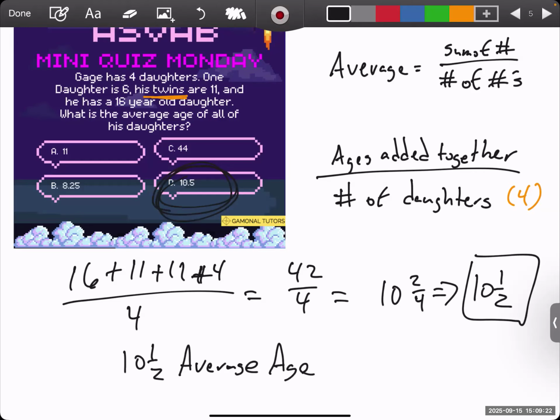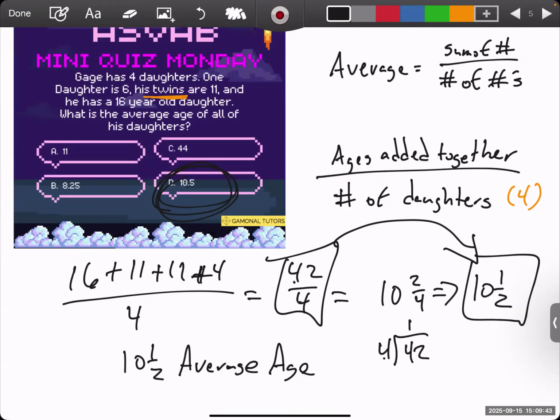All right. This is a pretty standard question that you might see on the ASVAB. Getting good with averages is really helpful, especially if you know how to convert from fractions into mixed numbers like this. So just figuring out how many times does 4 go into 42, and you can always do the division, top dog gets the house.